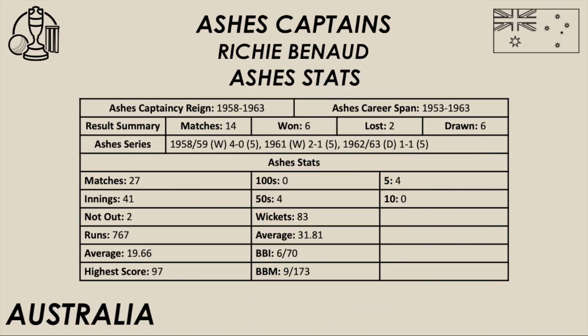Richie Benaud was a fine all-round cricketer and one of Australian cricket's great captains. After his playing days, he became one of the game's great commentators. In a Test career that spanned from 1952 to 1964, he scored 2,201 runs at 24.45 with 3 centuries, highest score of 122 as a batsman.